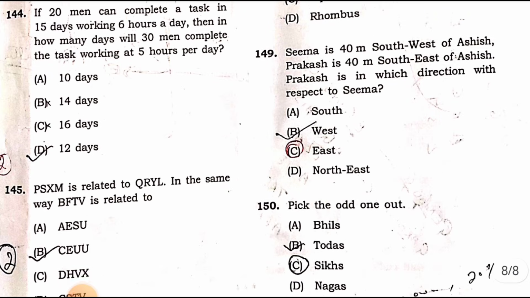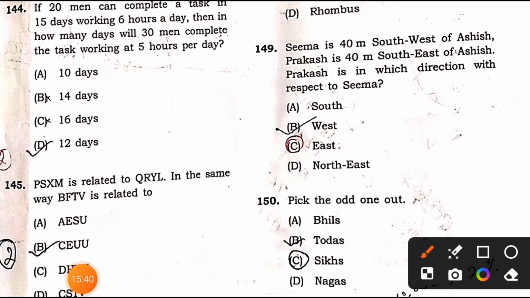149. Sima is 40 meters southwest of Ashish. Prakash is 40 meters southeast of Ashish. Prakash is in which direction with respect to Sima? The correct answer is C.